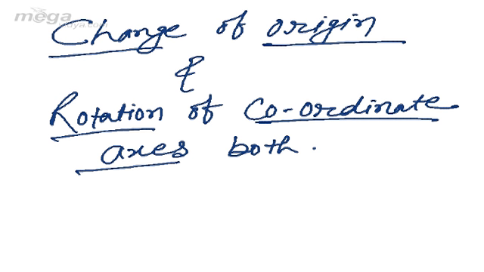So student, in the last class we did the rotation of coordinate axis, that when the x-axis and y-axis both rotated through an angle theta in anti-clockwise direction, then what will be the coordinate of the new point? In the new situation, what will be the coordinate? Now in this lecture we will combine both: one is shifting of origin and one is rotation of coordinate axis.